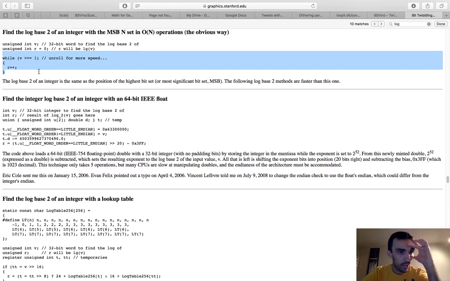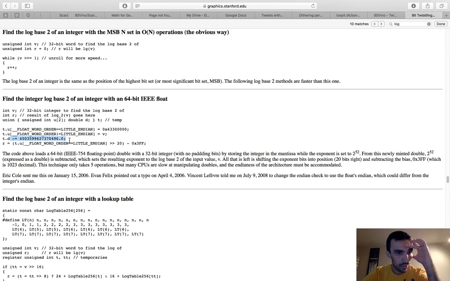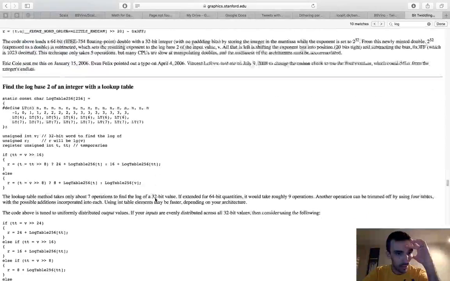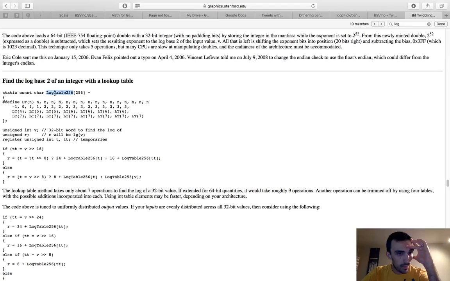See, this is what I want to avoid, the loop. Find the log of an integer. See, I don't want to do the float either. Oh, wow, that looks really hacky. No, I don't want to do that. And this is undefined behavior land. I don't want to do that either. Yep, table.